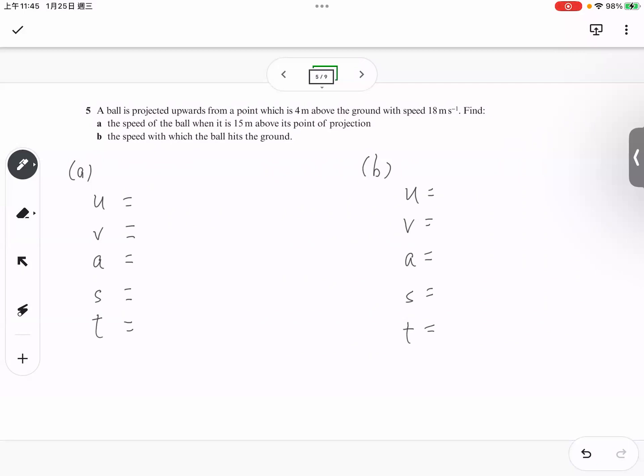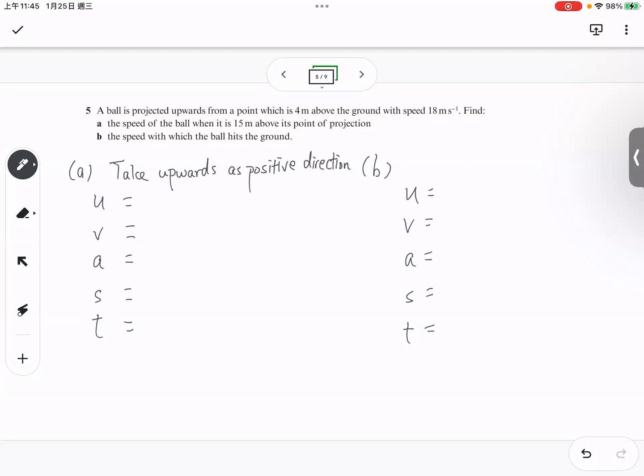Okay, now we go to part A. First of all, we write down kick upwards as the positive direction. Make sure that we get the correct direction first.